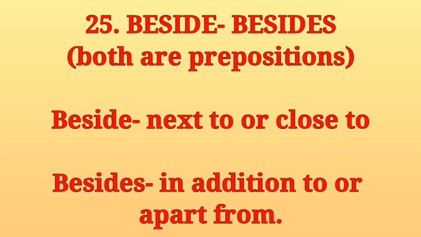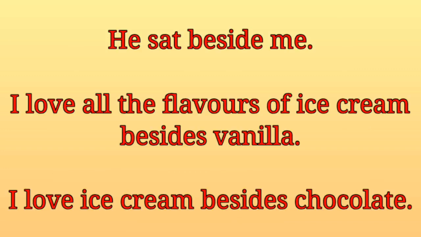So here the first word beside means next to or close to, and the other word besides means in addition to or apart from. Now look at the sentences. He sat beside me. It means that he sat next to me or close to me. Next, I love all the flavors of ice cream besides vanilla. Here it means that I love all the flavors of ice cream apart from vanilla. That I like all the flavors but I do not like vanilla flavor.